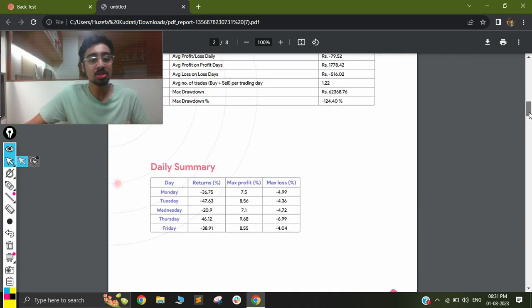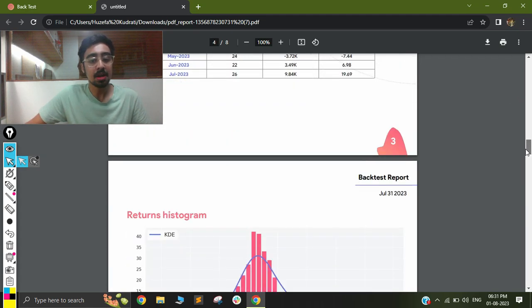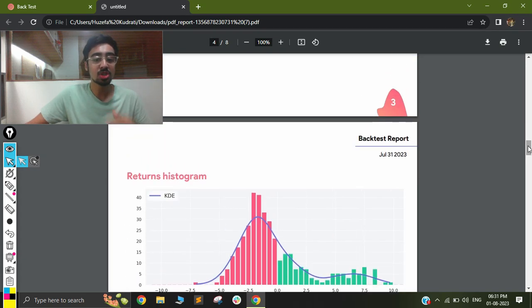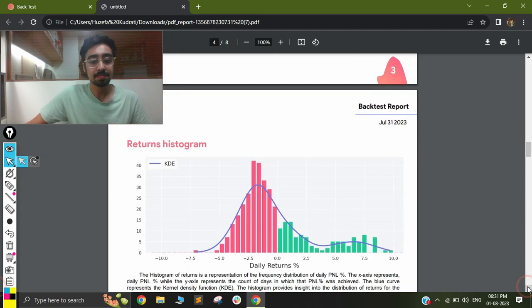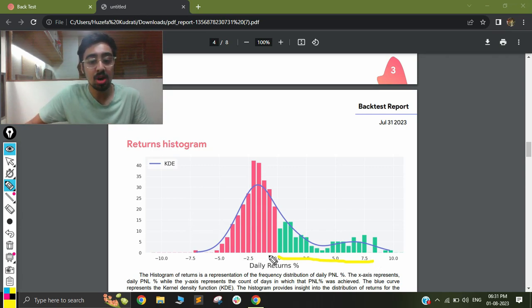After that, you'll be able to see that the losses that the strategy generates are much higher than the profits that it generates. And pretty much from the return histogram, you can see that the frequency of positive returns, which is marked by these green color bars, is much smaller as compared to the frequency of the red color returns, which means that the probability of you having a negative return is much higher as compared to a positive return. So why on earth would we want to pursue something like this as a strategy?